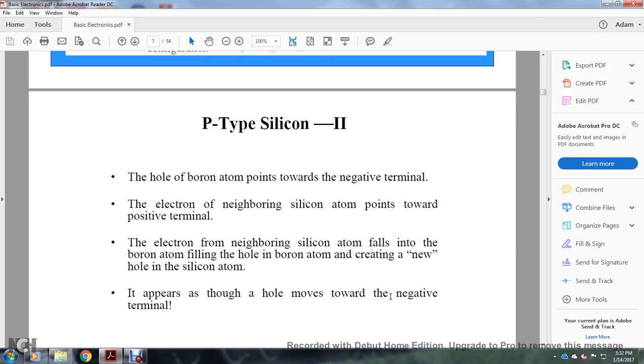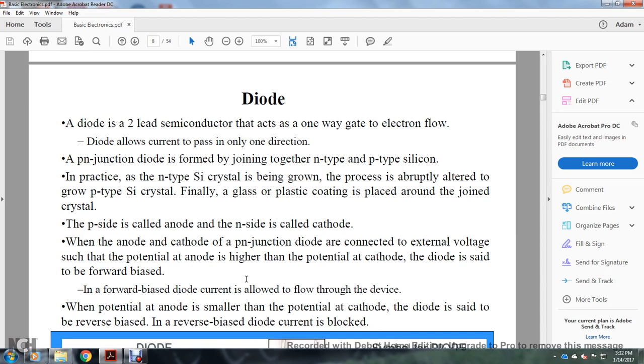Alright, a diode is a two-lead semiconductor that acts as a one-way gate for electron flow. The diode allows the current to pass in only one direction. A PN junction diode is formed by joining together N-type and P-type silicon. In practice, the N-type silicon crystal is grown, and the process is abruptly altered to grow the P-type silicon crystal. Finally, a glass or plastic coating is placed around the joined crystal.